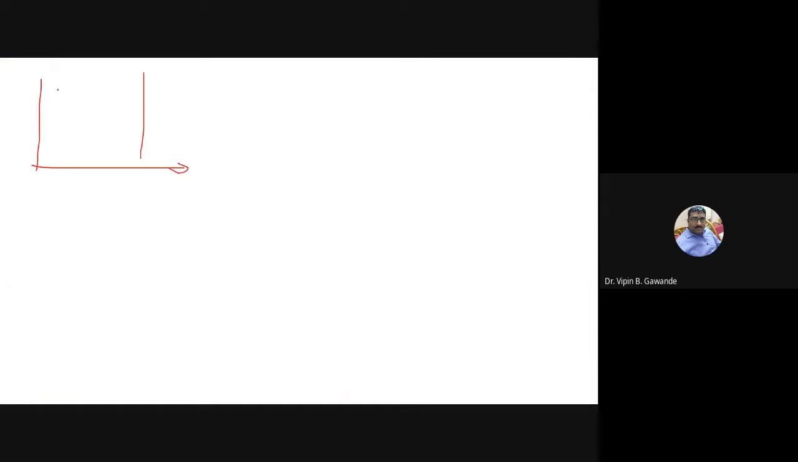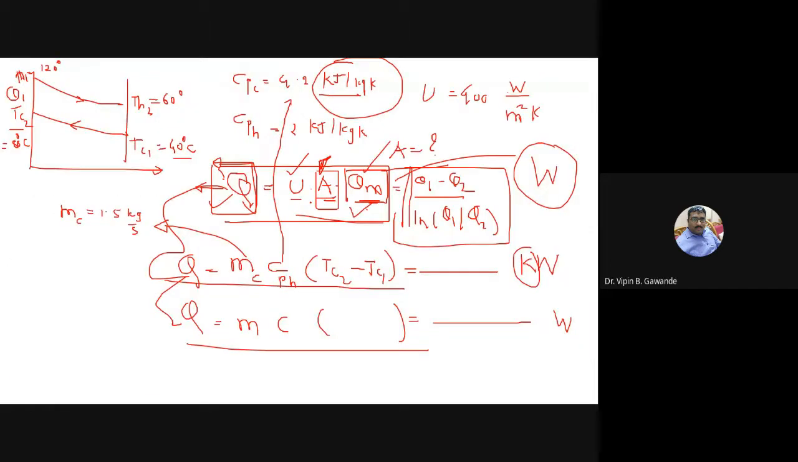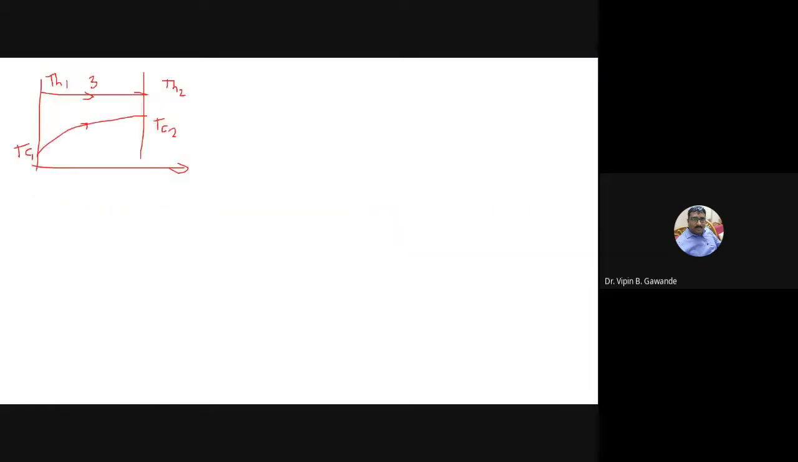The diagram for the condenser means the hot fluid temperature remains the same, TH1 equals TH2, and the cold fluid temperature will increase from TC1 to TC2. So this is the diagram for the condenser. Steam in a thermal power plant is to be condensed at a temperature of 30 degrees Celsius. So this is 30 degrees Celsius here, steam.